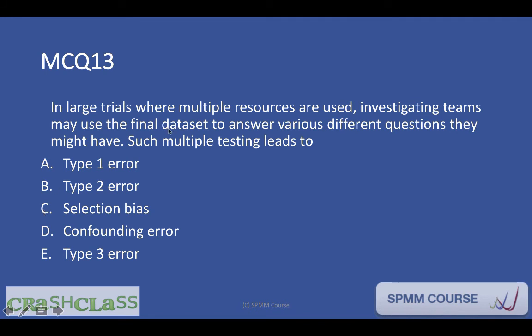In large trials where multiple resources are used, investigating teams may use the final dataset to answer various different questions they might have. Such multiple testing leads to type 1, type 2, selection bias, confounding error, type 3 error. So we know that multiple testing inflates type 1 error.